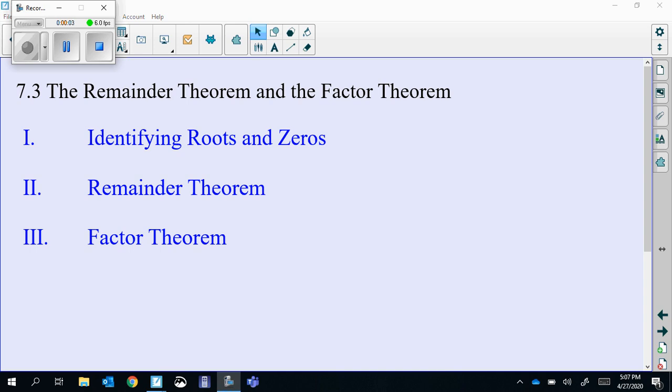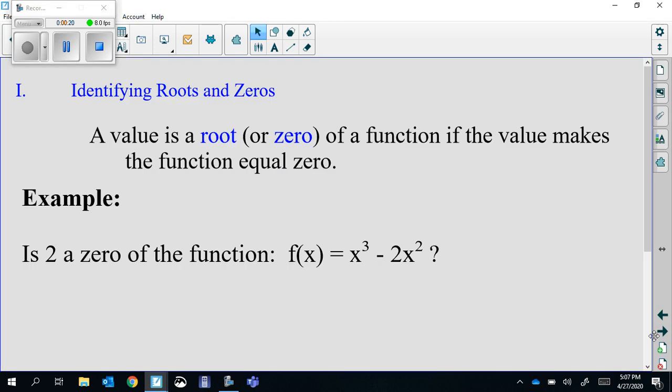Hey guys, in this lesson we're going to look at the remainder theorem and the factor theorem. Specifically, we're going to talk about the remainder theorem mainly, and then we're also going to talk about how to find a polynomial if you know the zeros of it. So let's start talking about roots and zeros.